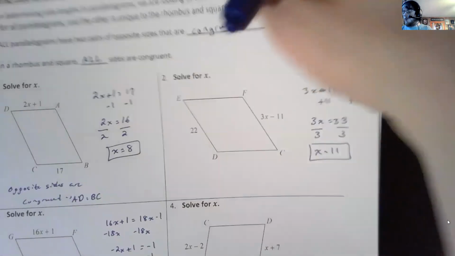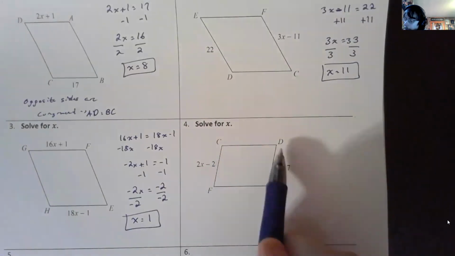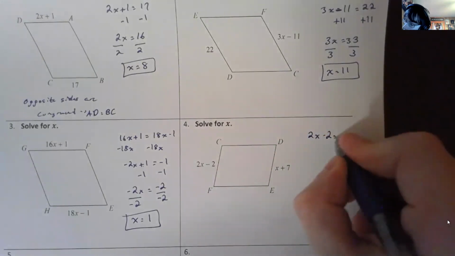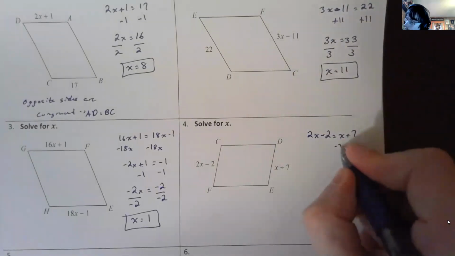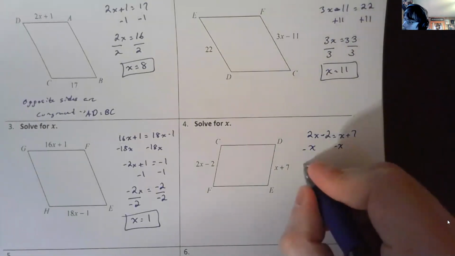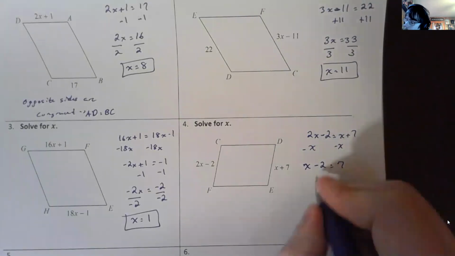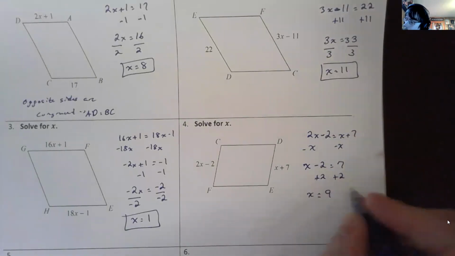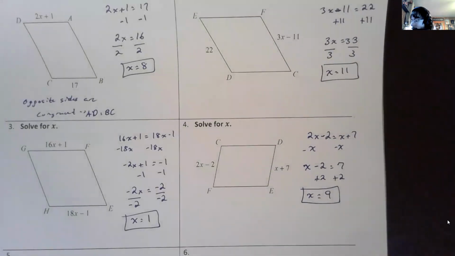Number 4, we want to solve for x again here, and we're given two opposite sides that are congruent. So 2x minus 2 is equal to x plus 7. So we're going to subtract x from both sides, and we get positive x minus 2 is equal to 7. Add 2 to both sides, and we get that x is equal to 9.